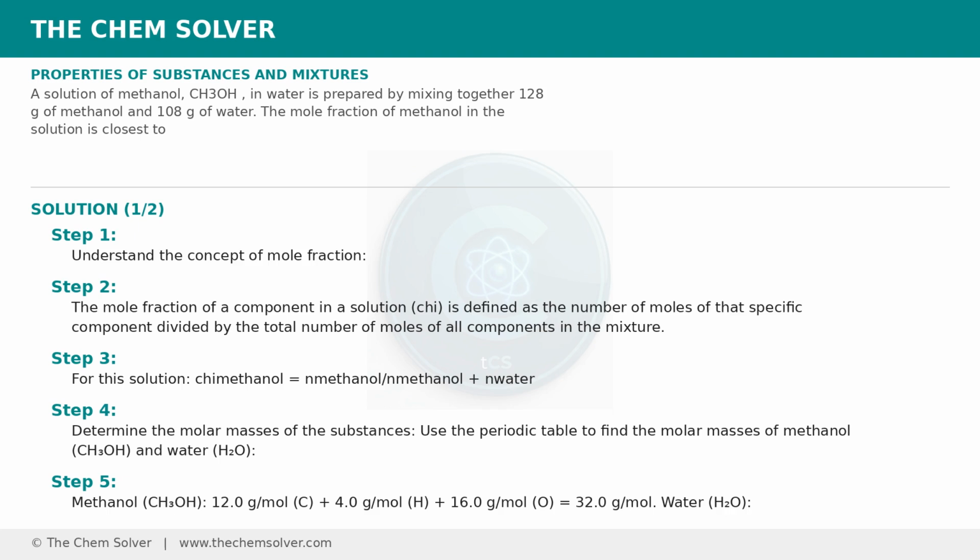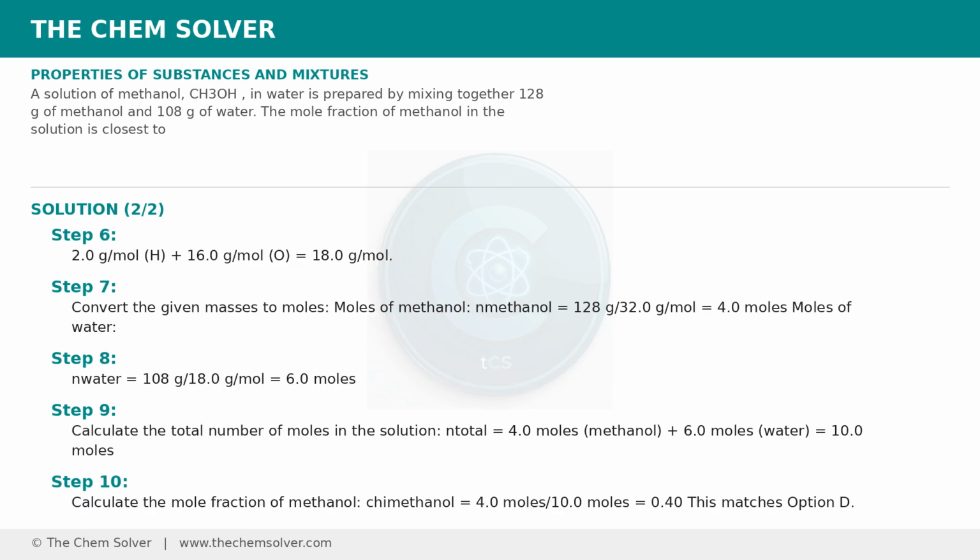Determine the molar masses of the substances. Use the periodic table to find the molar masses of methanol, CH3OH, and water, H2O. Methanol, CH3OH: 12.0 grams per mole, C, plus 4.0 grams per mole, H, plus 16.0 grams per mole, O, equals 32.0 grams per mole. Water, H2O: 2.0 grams per mole, H, plus 16.0 grams per mole, O, equals 18.0 grams per mole.